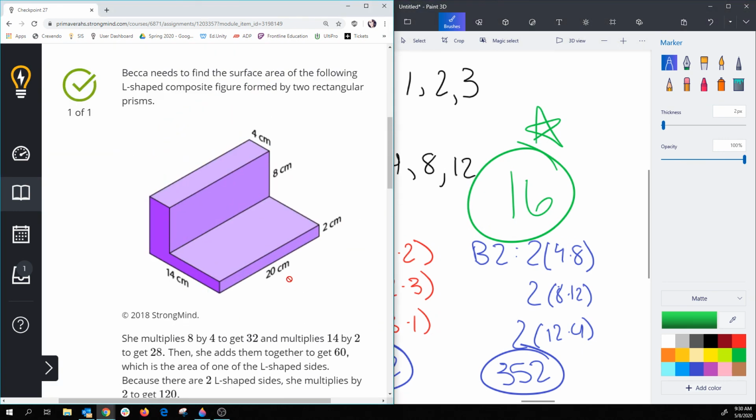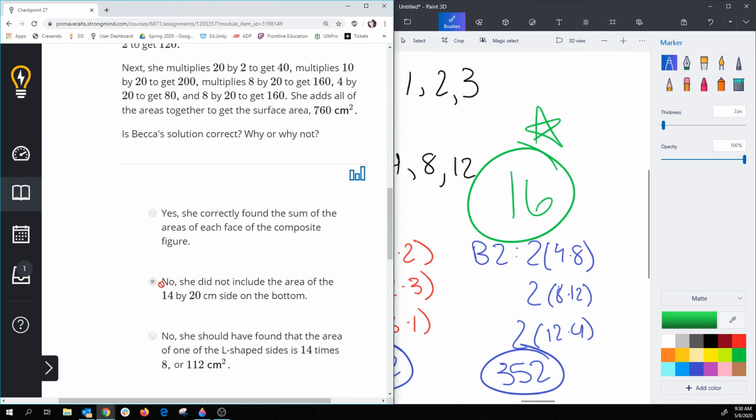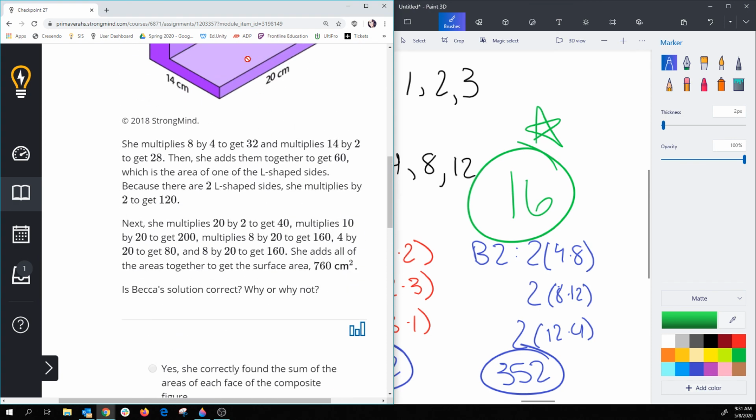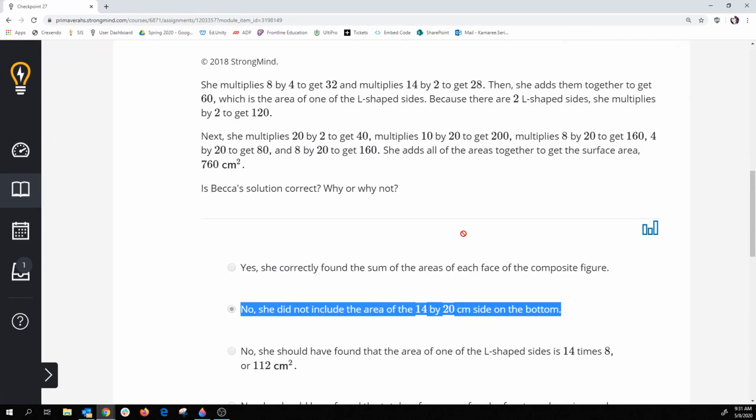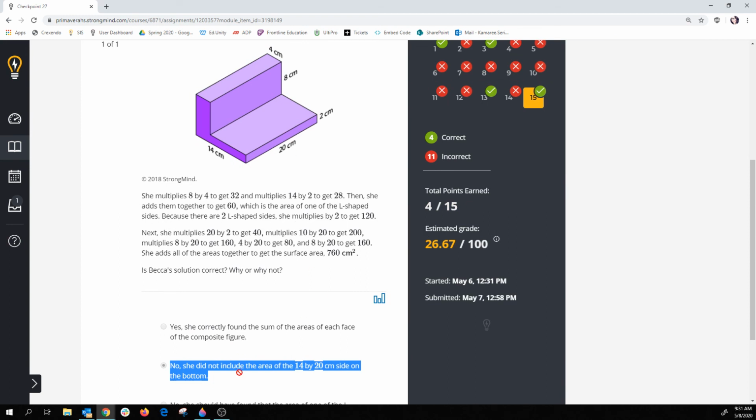And then the very last one, we have these 2 boxes here, and you did get this one correct with the purple boxes. And your answer was no, she did not include the area of the 14 by 20 centimeters side of the box. So good job on this one. So no, she forgot this one side, that 14 by 20, on this purple question on the checkpoint. Perfect. Great. All right, so that is all of checkpoint 27. You are good to submit.